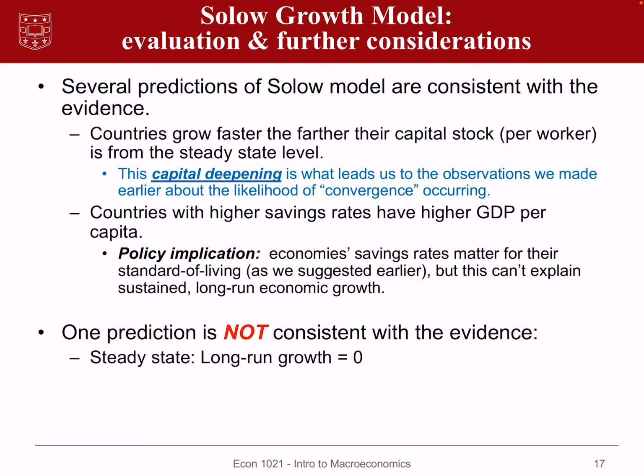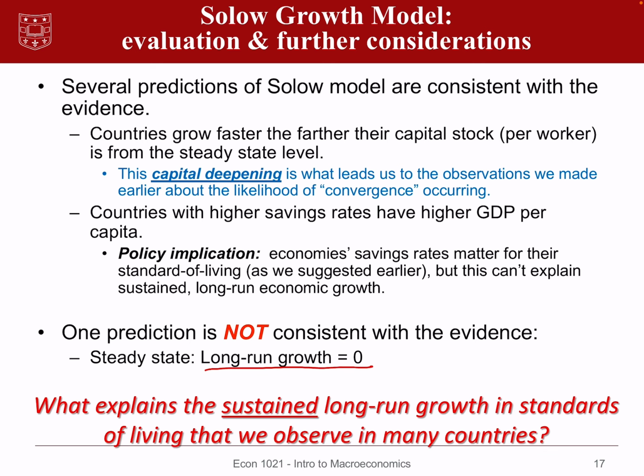So again, the Solow model on the previous slide is telling us that once we get to that steady state, long run economic growth is exactly zero. But we don't see that. We see countries that continue to grow in the long run. So if we can have temporarily faster growth from increasing our savings or increasing capital per worker, what can explain sustained long run growth in our standards of living?